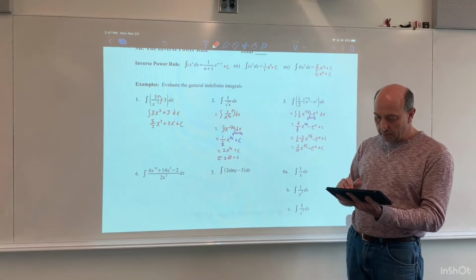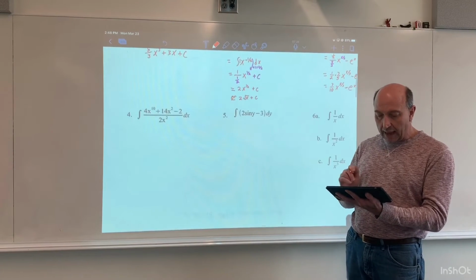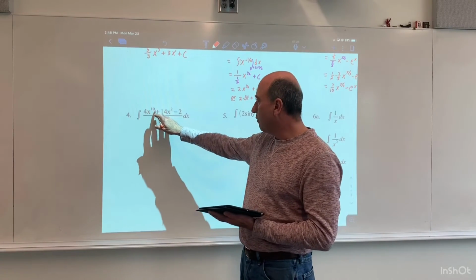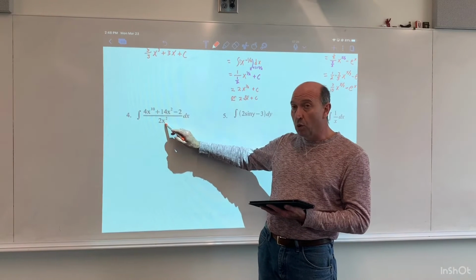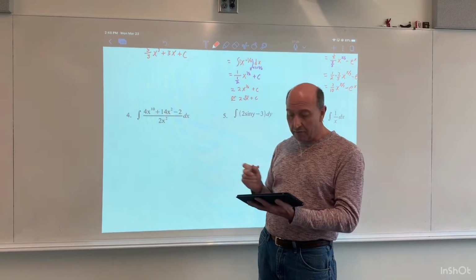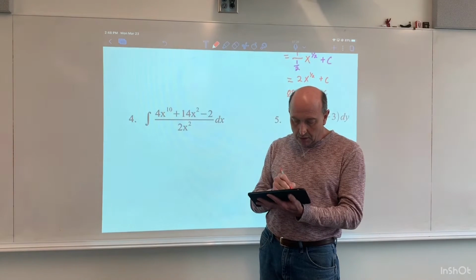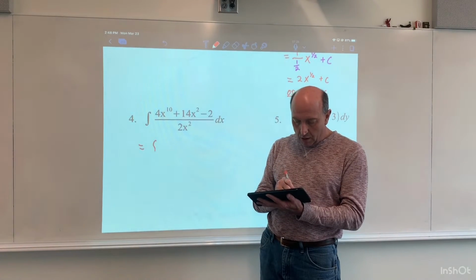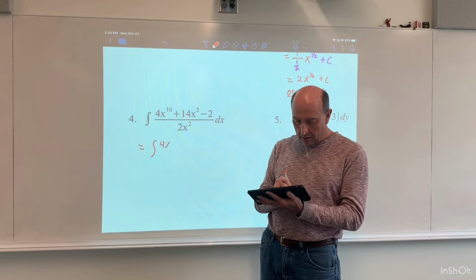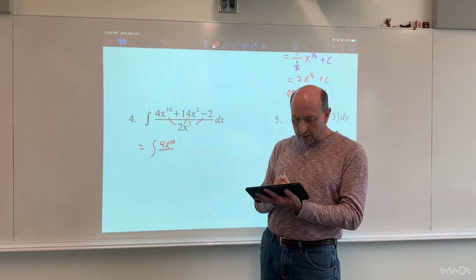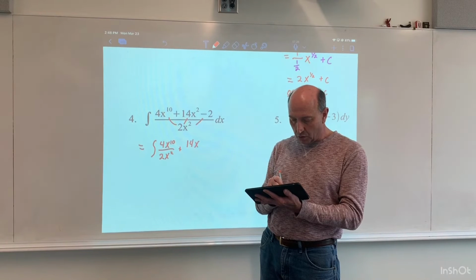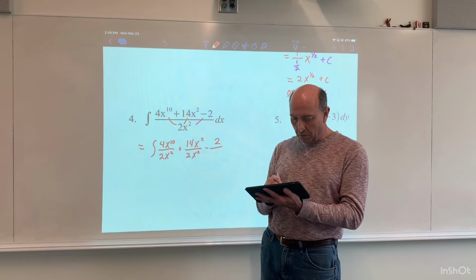Let's try the next one. The antiderivative of 4, let's see, we don't like this division. So the power rule doesn't apply to division, so neither does the inverse power rule. So what we're going to do is distribute the 2x squared to every term. So it's 4x to the 10th over 2x squared plus 14x squared over 2x squared minus 2 over 2x squared.